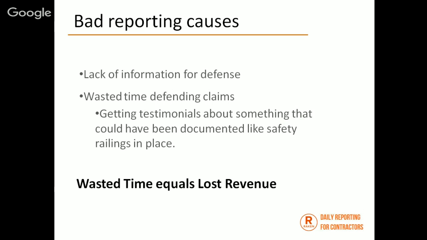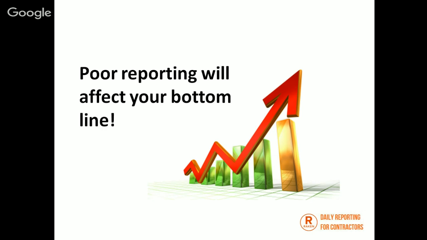So what's the bottom line with all this? The bottom line is poor reporting will affect your bottom line, right? No doubt about it. It'll affect your bottom line. So what can we do to make sure that we get good information in our daily reports? Like, how do we make sure we're getting what we need?